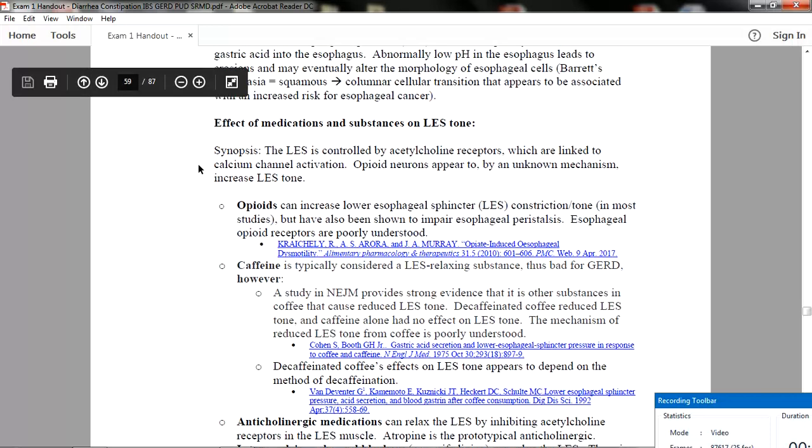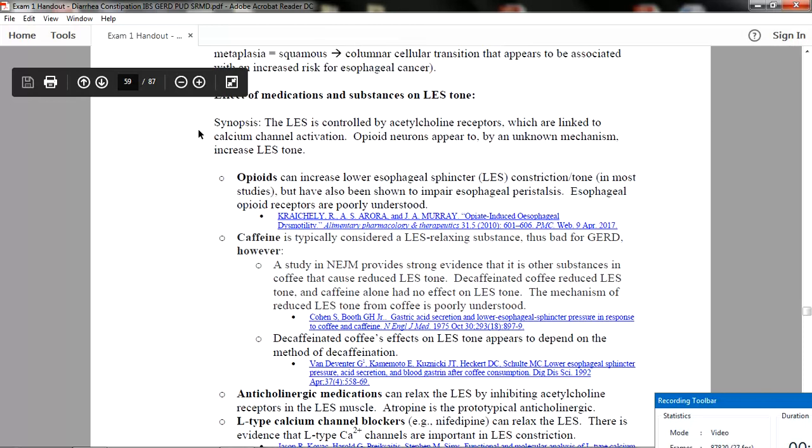So please remember that. Now, I don't want to spend a ton of time. I added this last year because Dr. Calusi and I talked about it being important. I wanted to talk about how some medications affect the lower esophageal sphincter. Remember, the LES is controlled by acetylcholine receptors, which are linked to calcium channel activation. Opioid neurons appear, by an unknown mechanism, to increase lower esophageal sphincter tone. That's just an overview of what I wanted to talk about.